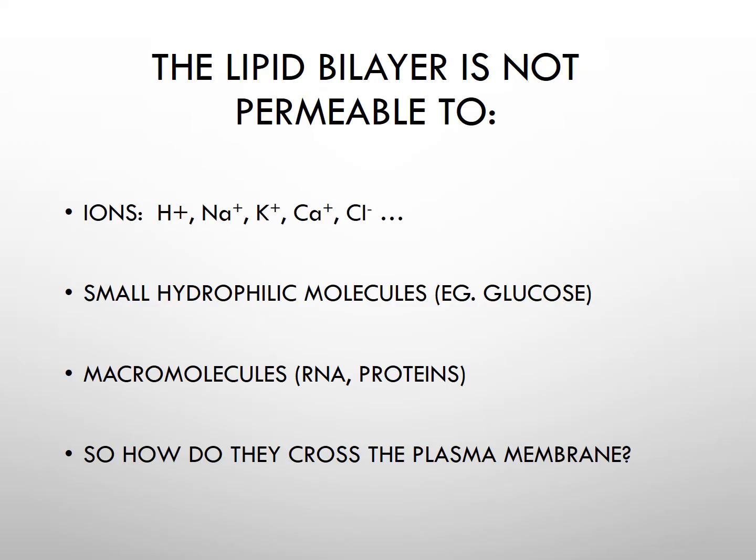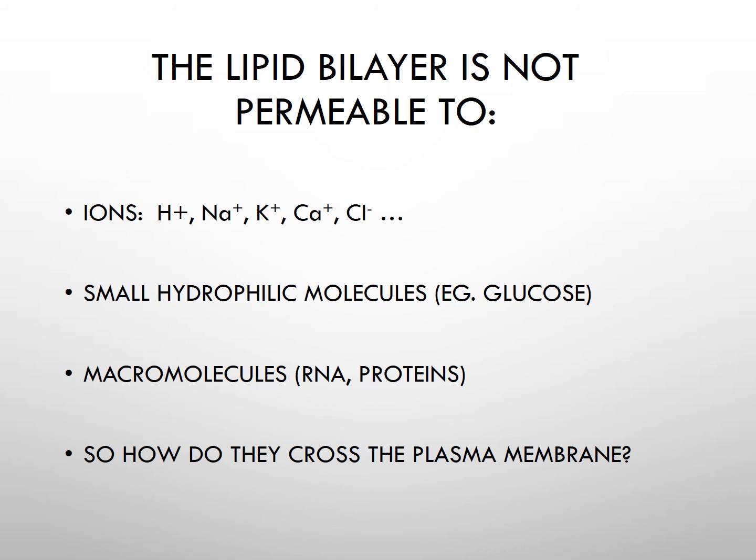Unlike gases, there are a number of substances that cannot pass through the lipid bilayer membrane. We could say that the lipid bilayer is not permeable to things such as ions. Protons, sodium, potassium, chloride ions can't pass through the membrane easily. They are very polar and they don't interact well with the hydrophobic interior of the membrane. Some small hydrophilic molecules like sugars, glucose cannot pass directly through the membrane. Macromolecules that are very large, such as huge stretches of RNA or large proteins, are too big to fit between the lipids in the membrane.